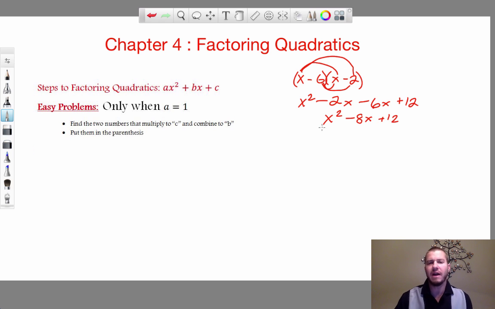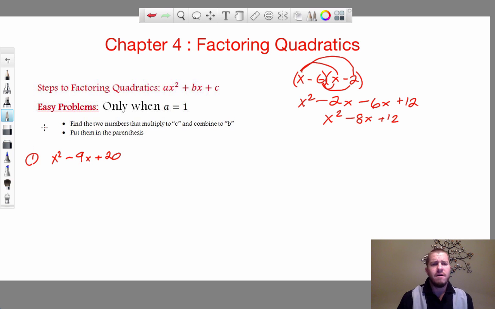And so what factoring is, it's going the opposite way. I'm given this quadratic, and I need to figure out what two binomials or what two items multiply to be that quadratic. So first we're going to go over the easy ones, and that's when a is a 1. So you can use these easy steps only if a is equal to 1.